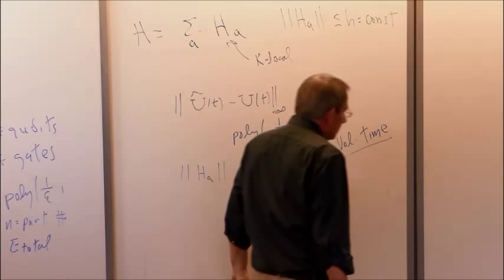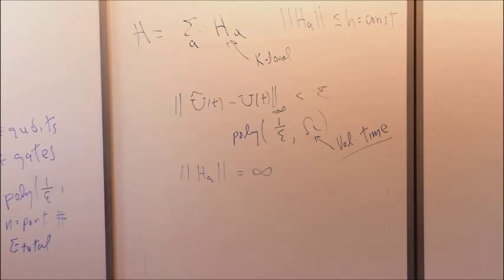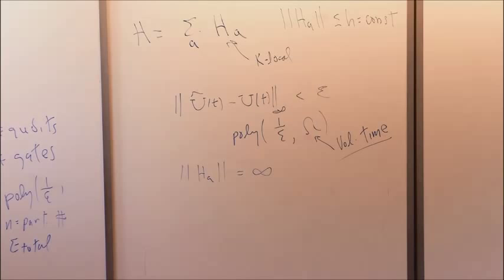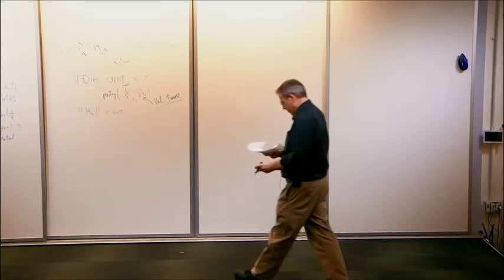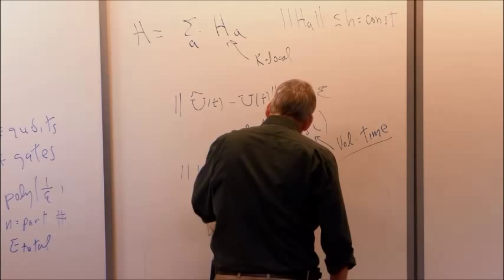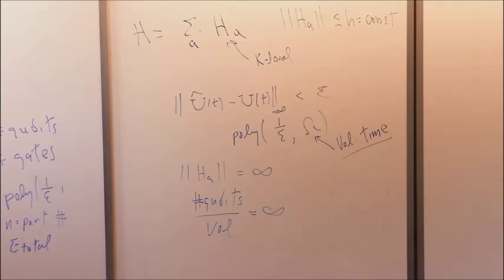But the more fundamental problem really is that even if we're trying to simulate a finite spatial volume, the Hamiltonian is an infinite sum. There's a number of degrees of freedom per unit volume which is infinite. So we have a system with the number of qubits per volume which is infinite. What's characteristic of quantum field theory is that there are degrees of freedom at arbitrarily short wavelength.